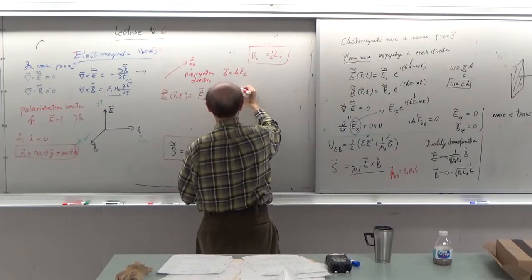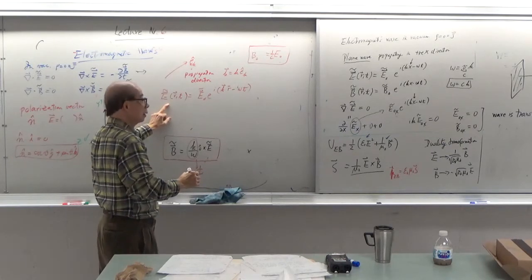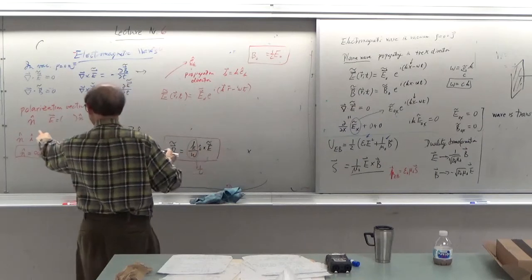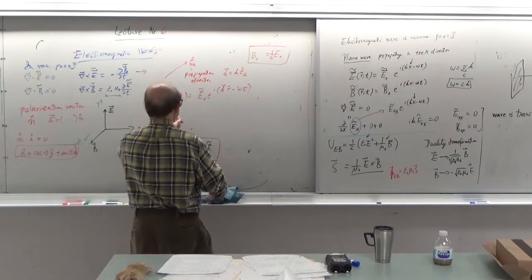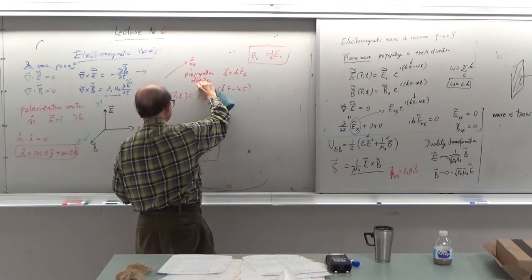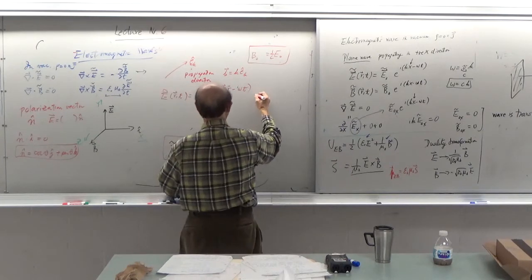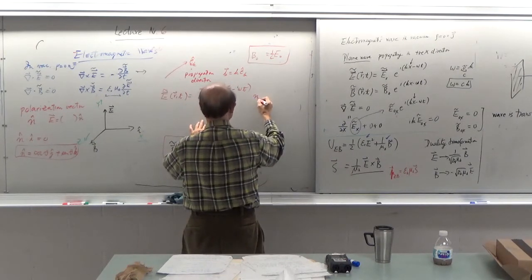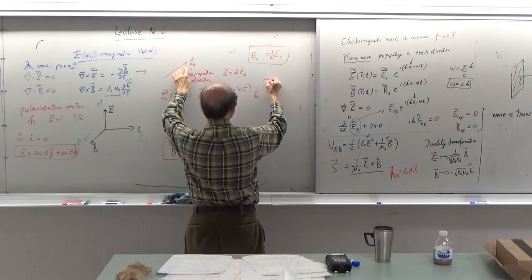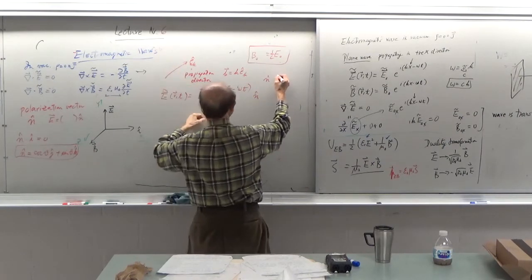Minus omega t. And if it has a certain polarization state given by n, then this is nothing but E naught, the magnitude of the amplitude, times n hat, where n hat is perpendicular to the direction of propagation.